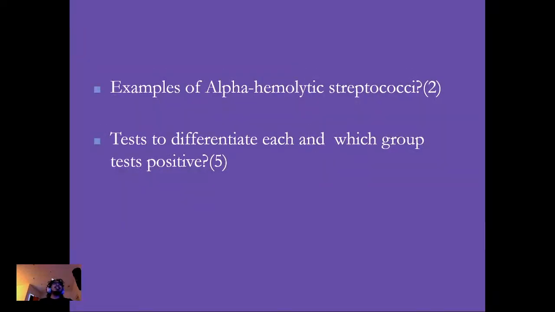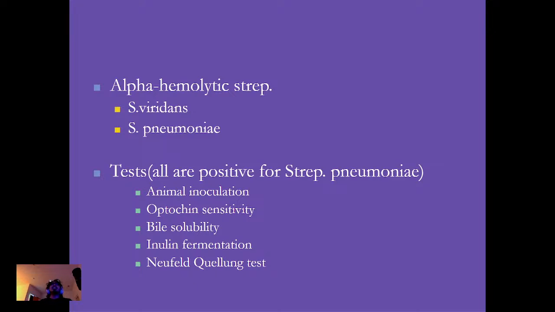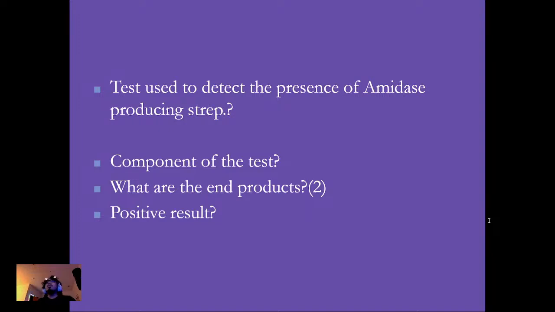Kayo talaga, ha? Alright. Okay, so these are the tests. These are the organisms that are alpha hemolytic. And then those are the tests: animal inoculation, optochin sensitivity, bile solubility, inulin fermentation, and Neufeld-Quellung test. Now, let's move on to the next class.